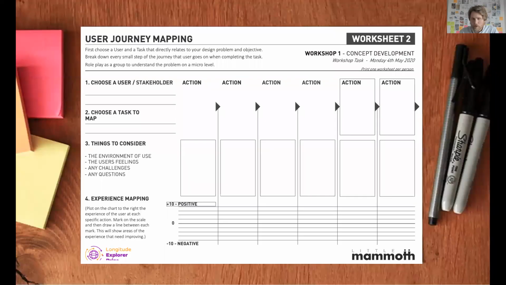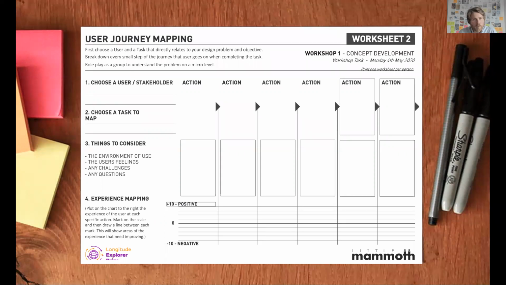So that's what we want you to do essentially. We want you to use worksheet 2, and we want you to map out your own user journey. We're going to give you 10 minutes, and we want you to do this in groups if possible, but you can do it as an individual, don't worry. And we want you to choose a user and a task to map. And essentially, they need to be related to your own project.